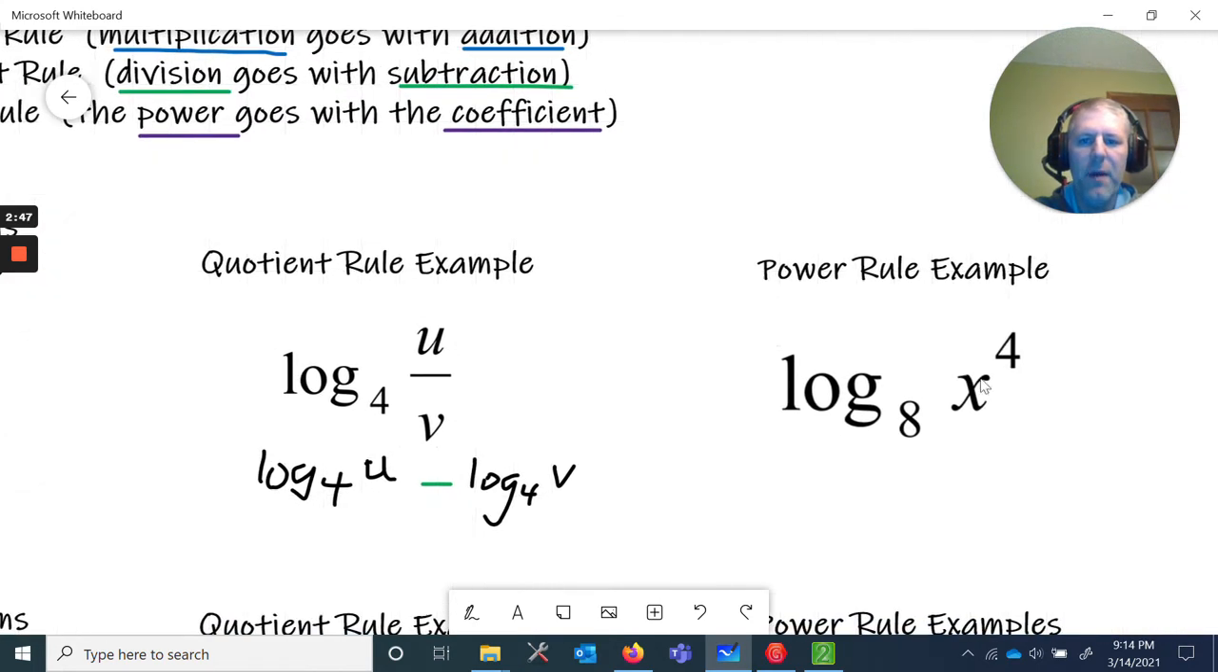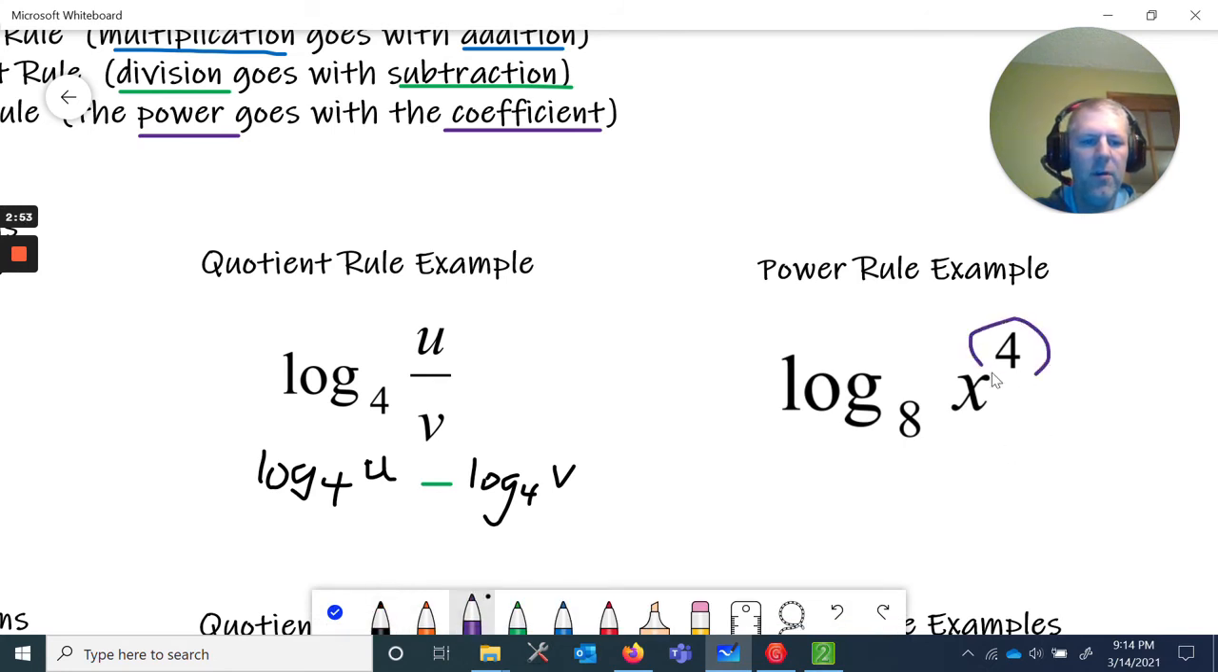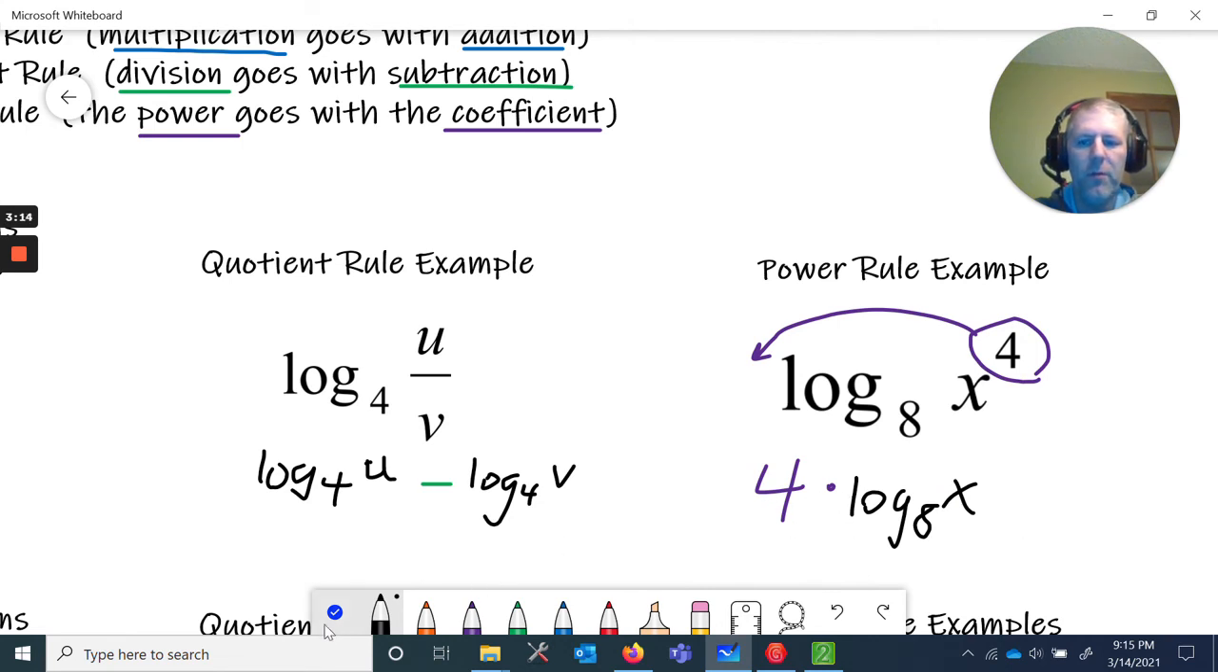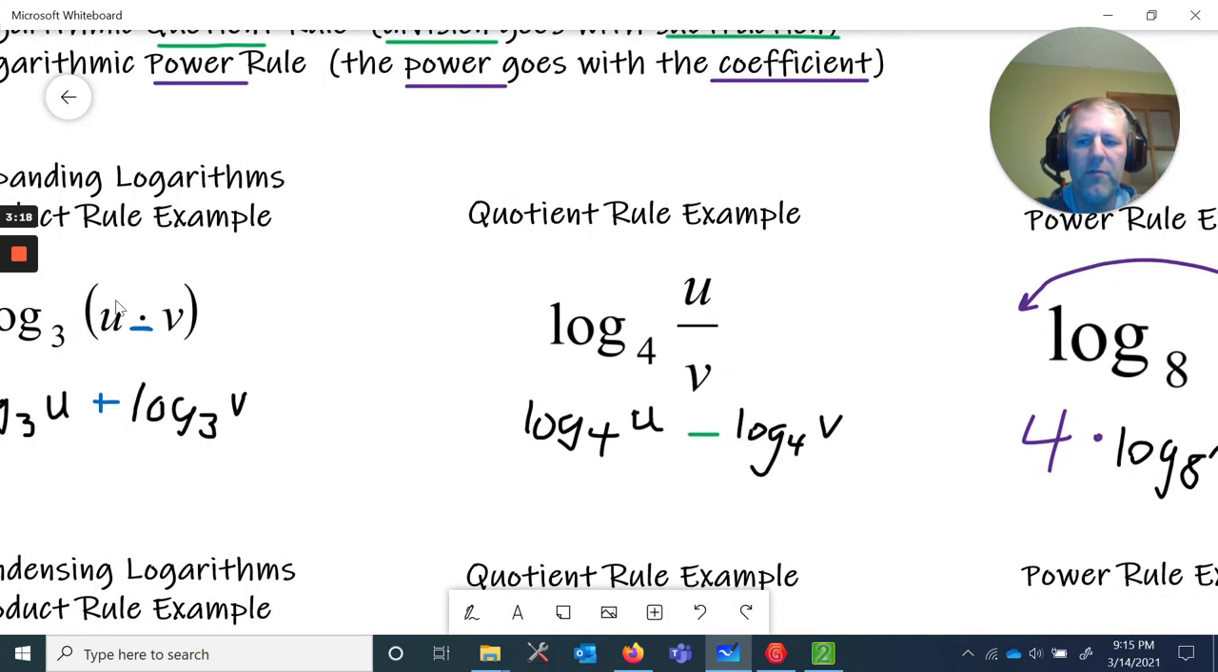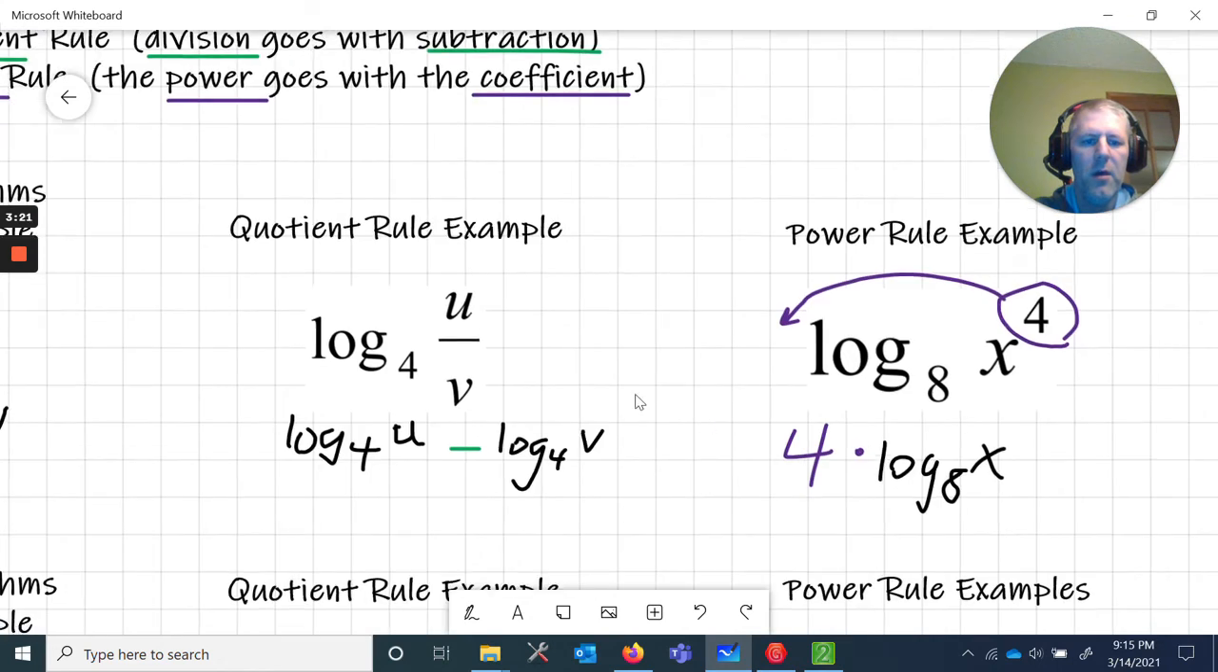And lastly, my power rule. The power is going to become the coefficient. So this thing right here is just going to go right here in the front. So we'll write this as a 4, so a big 4, not an exponent, times, and then the rest of it will stay the same, log base 8 of x. Okay, so we can move that exponent out to the front and it becomes a coefficient times that group. All right, so there's expanding. So those three are all examples of expanding, going from something smaller to something bigger to solve problems.